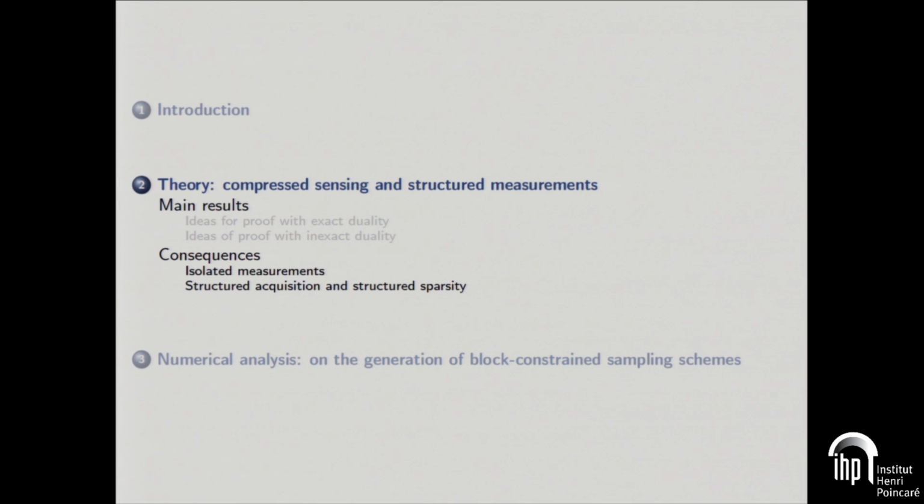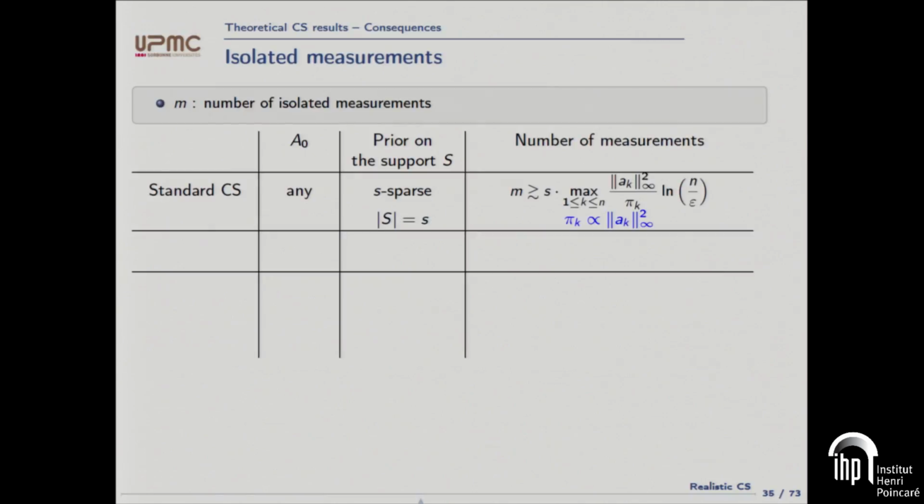Okay. So now we have a meta theorem. We can try to apply it in practice, right? So let's see what it gives in the case of isolated measurements, which is the standard setting in compressed sensing, where you just pick isolated measurements, meaning that you just take random rows in your matrix, and then your blocks are just rows, okay? If you do so, and A0 is just any orthogonal transform, you have the prior on the support S just to be s-sparse, like in standard compressed sensing, then you end up with the number of measurements, which is s times the standard coherence. Okay, so we match the standard compressed sensing setting.